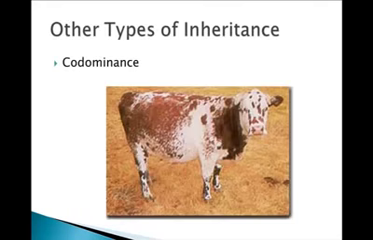Incomplete dominance is different, though, from codominance. In cattle, red cattle, which we could call big R, if they're crossed with a white individual, they produce offspring that are roan, like this one. Roan cattle aren't pink, they're red and white, so they show both traits.